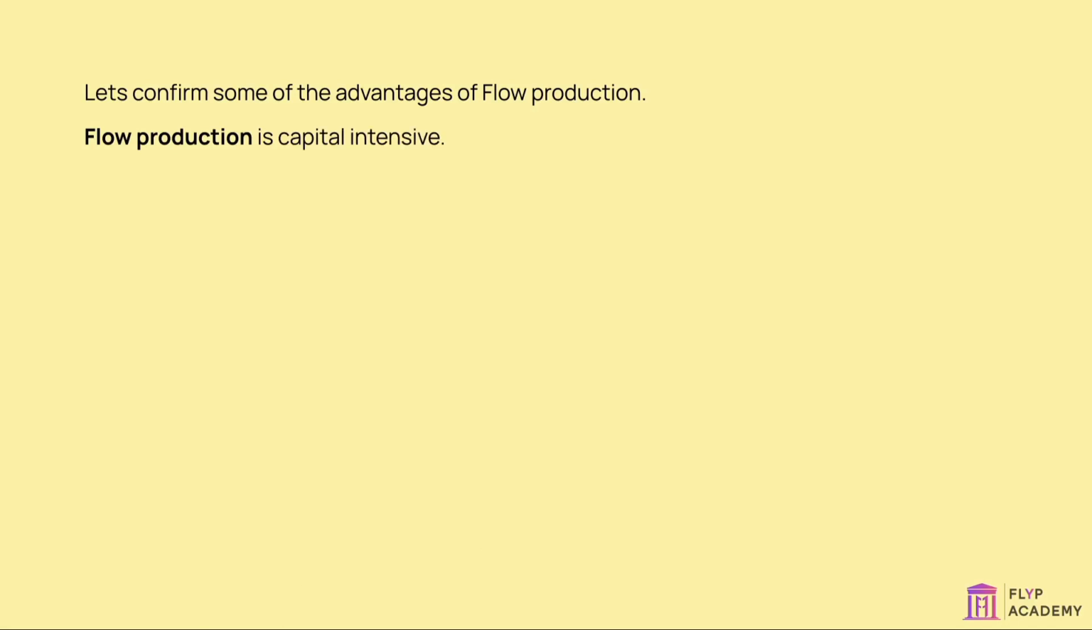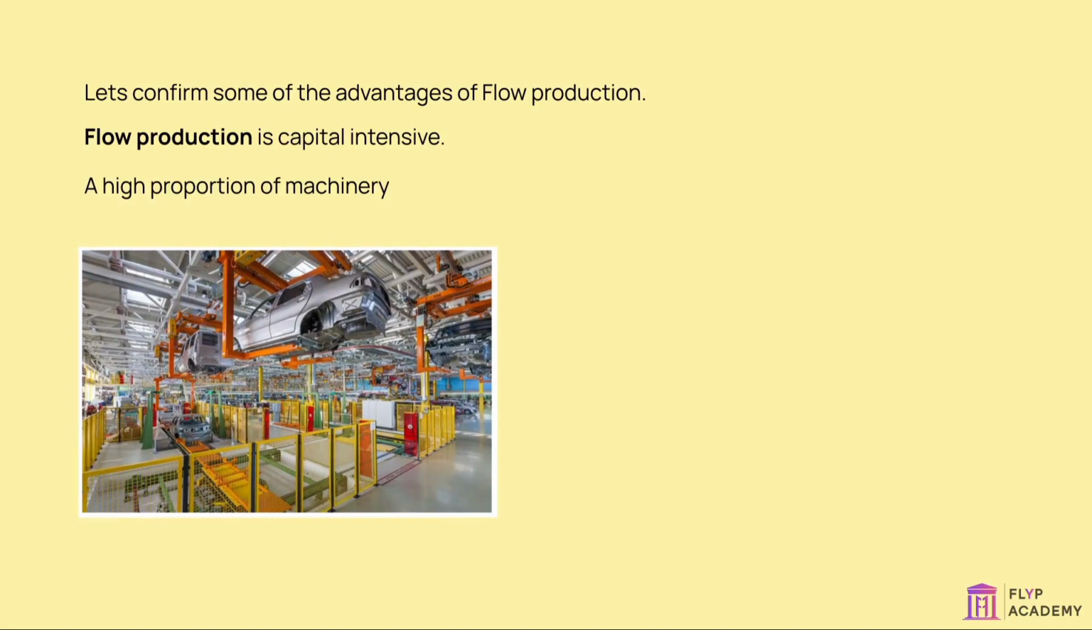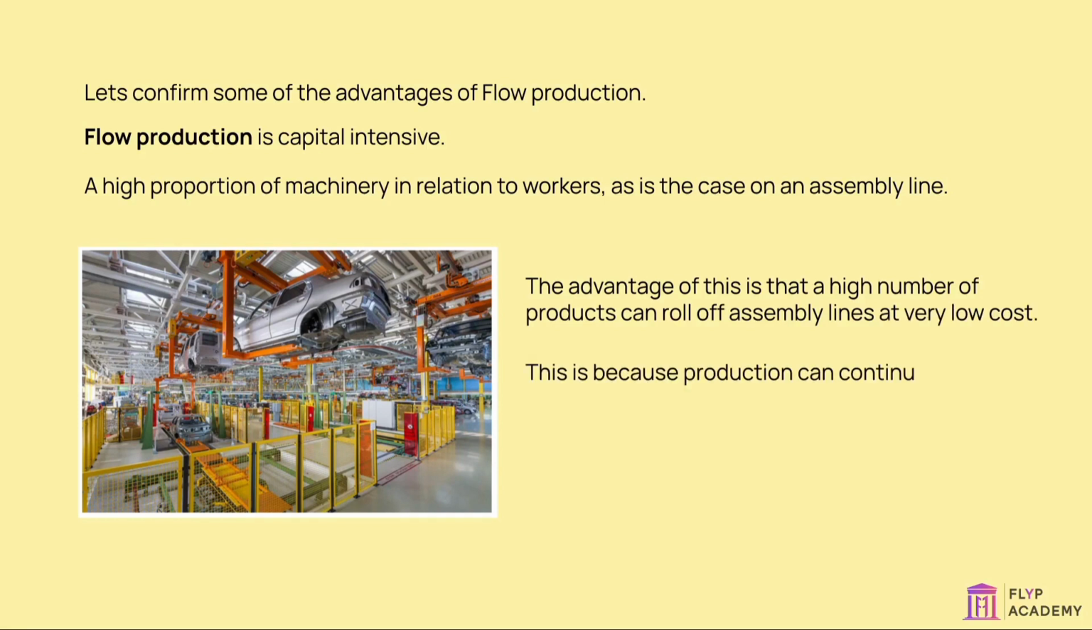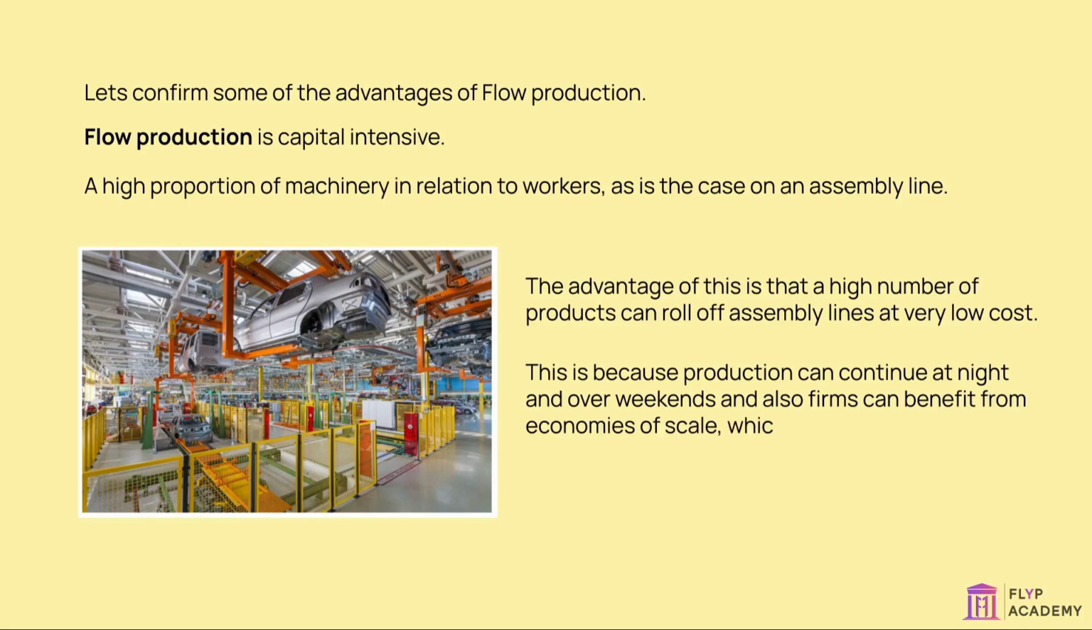Let's confirm some of the advantages of flow production. Flow production is capital intensive. This means it uses a high proportion of machinery in relation to workers, as is the case on an assembly line. The advantage of this is that a high number of products can roll off assembly lines at very low cost. This is because production can continue at night and over weekends. And also, firms can benefit from economies of scale, which should lower the cost per unit of production.